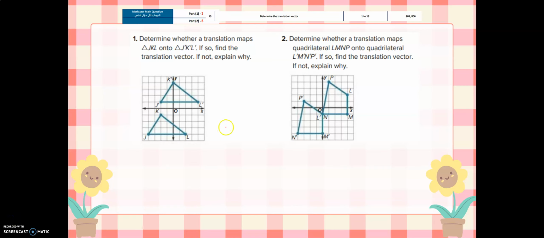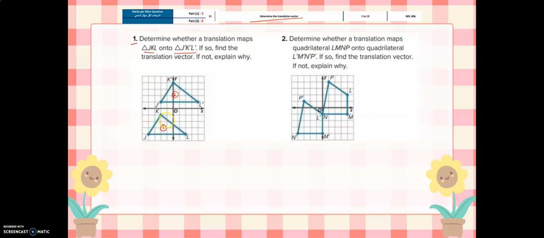So our next topic will be determining the translation vector. Okay, so example number 1 says, determine whether a translation maps triangle JKL to triangle J'K'L'. If so, find the translation vector. If not, explain why. So let us look at figure 1. This is the original figure, and this second figure right here is the translation of the original.